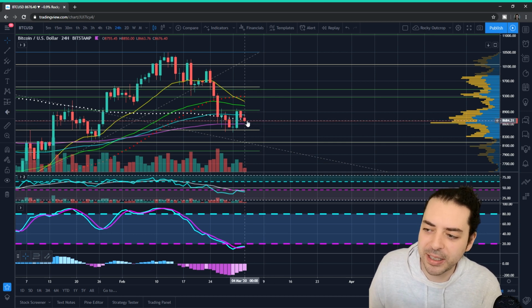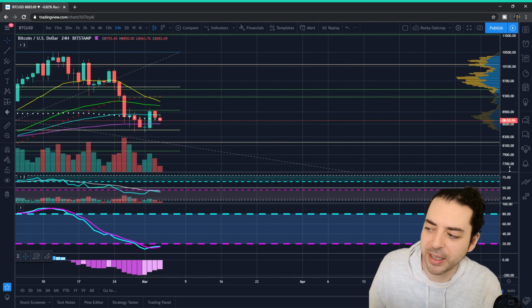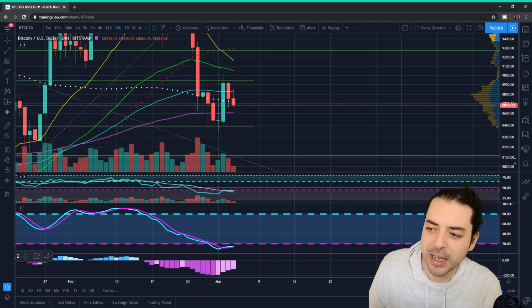So anyway, we can see here that the prices have come down and there's a white dotted line running through the price action right now. So if we just zoom this right in a bit more, we can take a closer look.